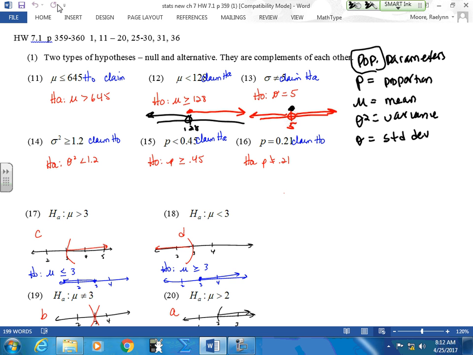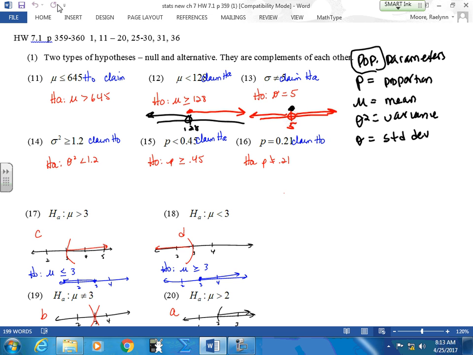Okay? P is proportion, population proportion. My proportion is less than 0.45, or 45% if you look at it. My complement of that is P is greater than or equal to 0.45. The one with the equal sign is the H0. You guys got all this? Okay? P is equal to 0.21. Proportion is equal to 0.21. P is not equal to 0.21.